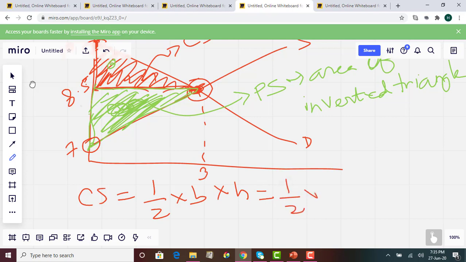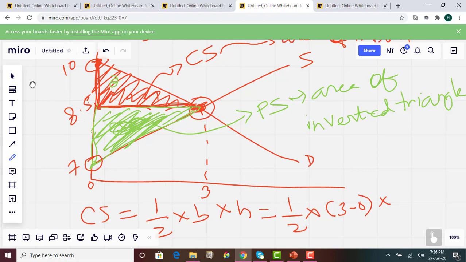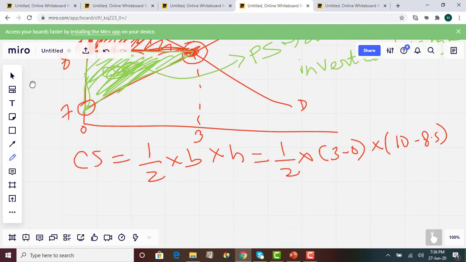Okay, the area of the triangle is given by half times base times height. So half, base is this one, from 0 to 3, so 3 minus 0, times height. Now what is the height of this triangle? This is the height of the triangle, so that is 10 minus 8.5. So that means half times 3 times 1.5 is equal to 2.25. That is your consumer surplus.